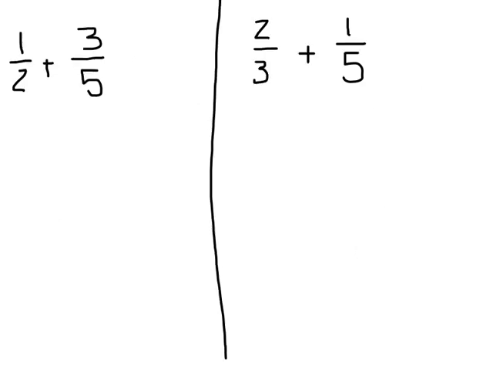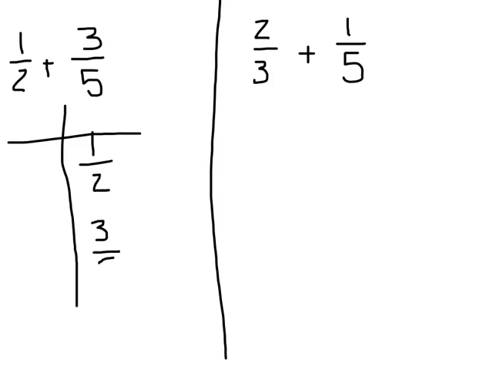Now let's add fractions. Remember, to add fractions, they have to have the same denominator. So I'm going to start by drawing my t-chart. 1/2 plus 3/5. Now, when I add 1/2 plus 3/5, what's my least common denominator going to be? My least common denominator is going to be 10.